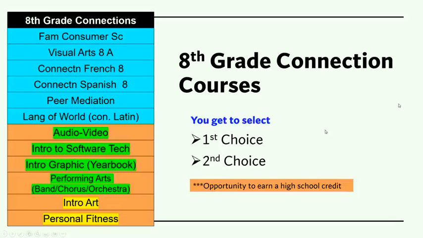So the 8th grade connection choices for your school year will be Family and Consumer Science, Visual Arts, Connections French, Connections Spanish, Peer Mediation, Languages of the World, Audio Video Tech, Intro to Software Tech, Intro to Graphic Design, which is yearbook, Performing Art, so that's band, chorus, or orchestra, Intro to Art, and Personal Fitness. The courses in this orangey color are actually courses that would earn you high school credit. You're going to learn a lot more about those in just a bit.